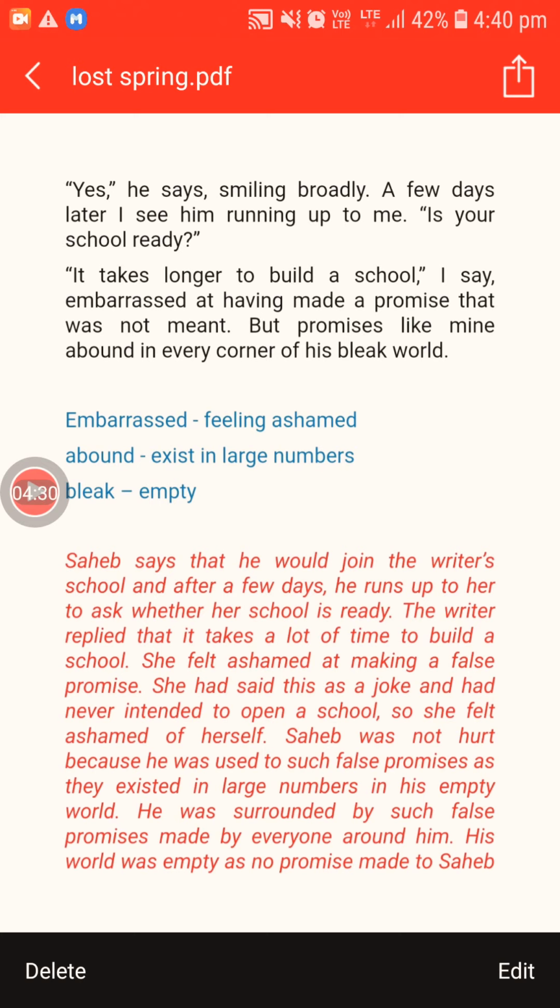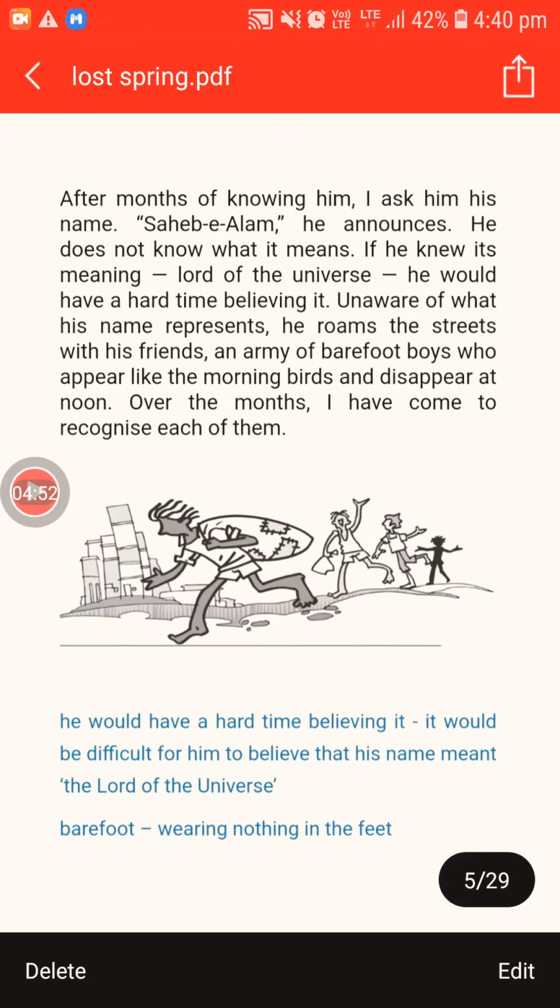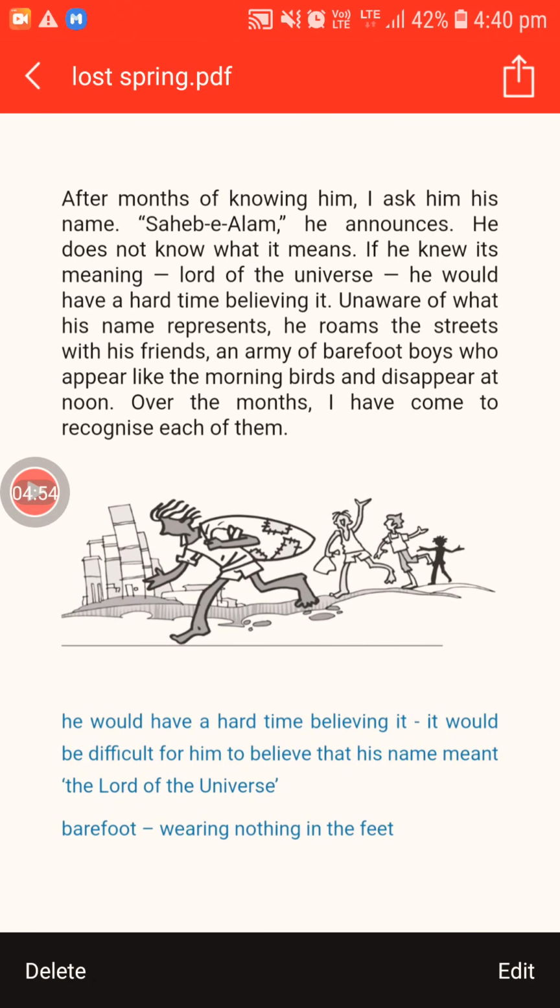And Saheb says that he would join the writer's school, and after a few days he runs up to her to ask whether the school is ready or not. So see the curiosity of the child, but the child is unable to go to school. That's the irony of the society.